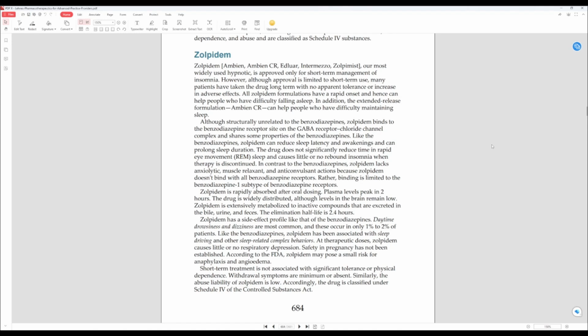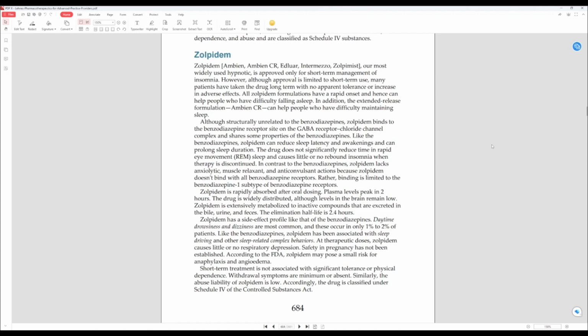In contrast to the benzodiazepines, Ambien lacks anxiolytic, muscle relaxant, and anticonvulsant actions because Ambien doesn't bind with all of the benzodiazepine receptors. Rather, binding is limited to the benzodiazepine 1 subtype of benzodiazepine receptors. Ambien is rapidly absorbed after oral dosing. Plasma levels peak in 2 hours. The drug is widely distributed, although levels in the brain remain low. Ambien is extensively metabolized to inactive compounds that are excreted in the bile, urine, and feces. The elimination half-life is 2.4 hours.